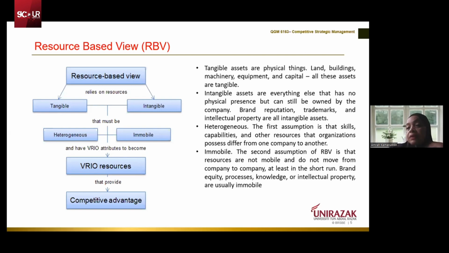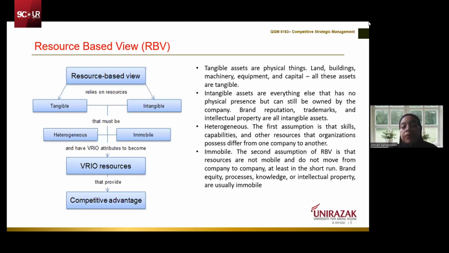Intangible is something we cannot see, but people know that the brand, don't play a fool, has quality. Their teamwork is good, their service is good. So intangible is everything that represents the company itself: your brand reputation, trademark, intellectual property. All these are intangible assets. Okay, heterogeneous. Heterogeneous is the skills and capabilities that an organization possesses, which differ from one company to another.